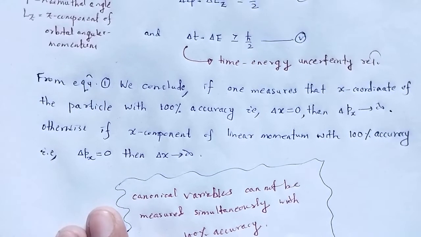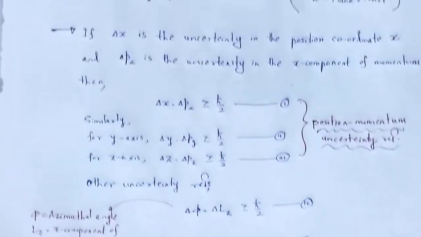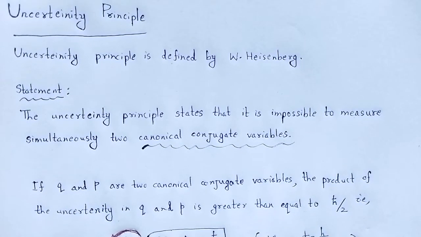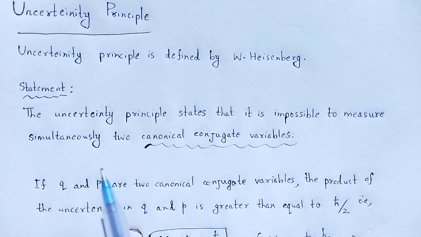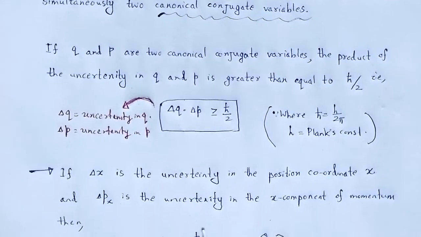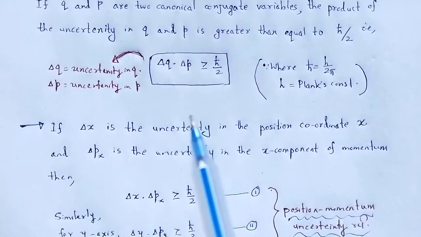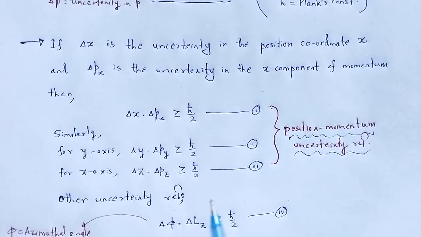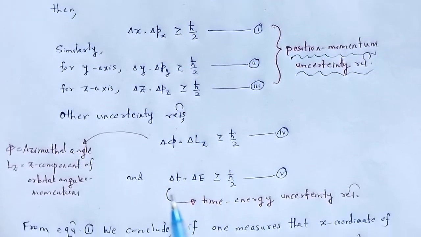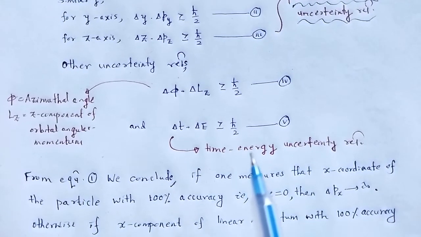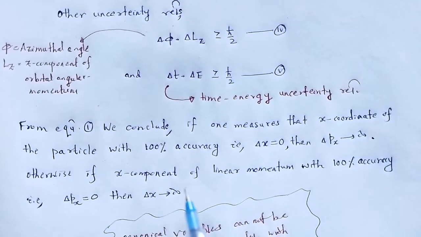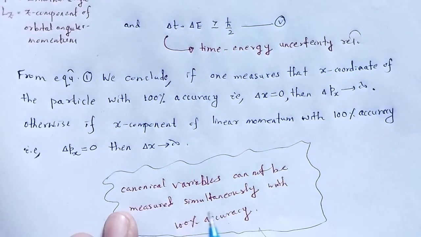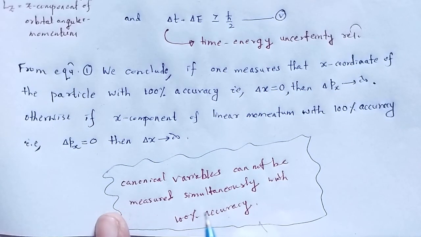This is all about the uncertainty relation, or the uncertainty principle, that was proposed by W. Heisenberg. This is the statement, and we mathematically wrote that statement, gave some examples of uncertainty relations and their physical significance, and finally the conclusion of the uncertainty relation.